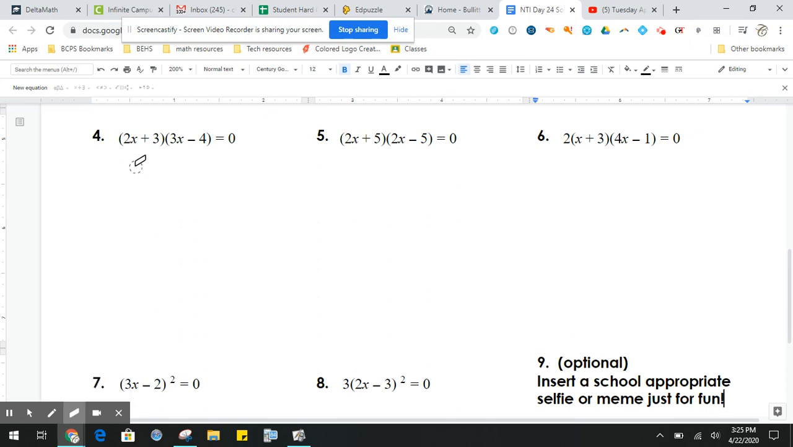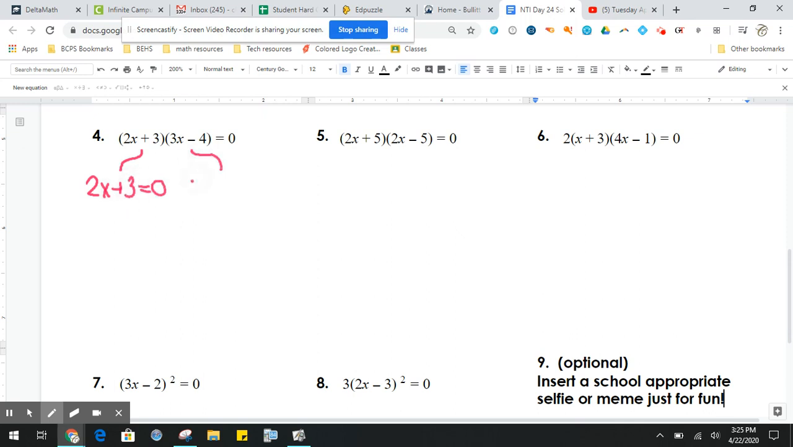All right, let's look at number 4. On number 4, you can see 2x plus 3 times 3x minus 4 equals 0. I'm multiplying 2 things. One of those 2 things has to be 0 for my final answer to be 0. So we're going to do like we did on number 1. We're going to make 2 separate problems. The first one, 2x plus 3 might be 0.